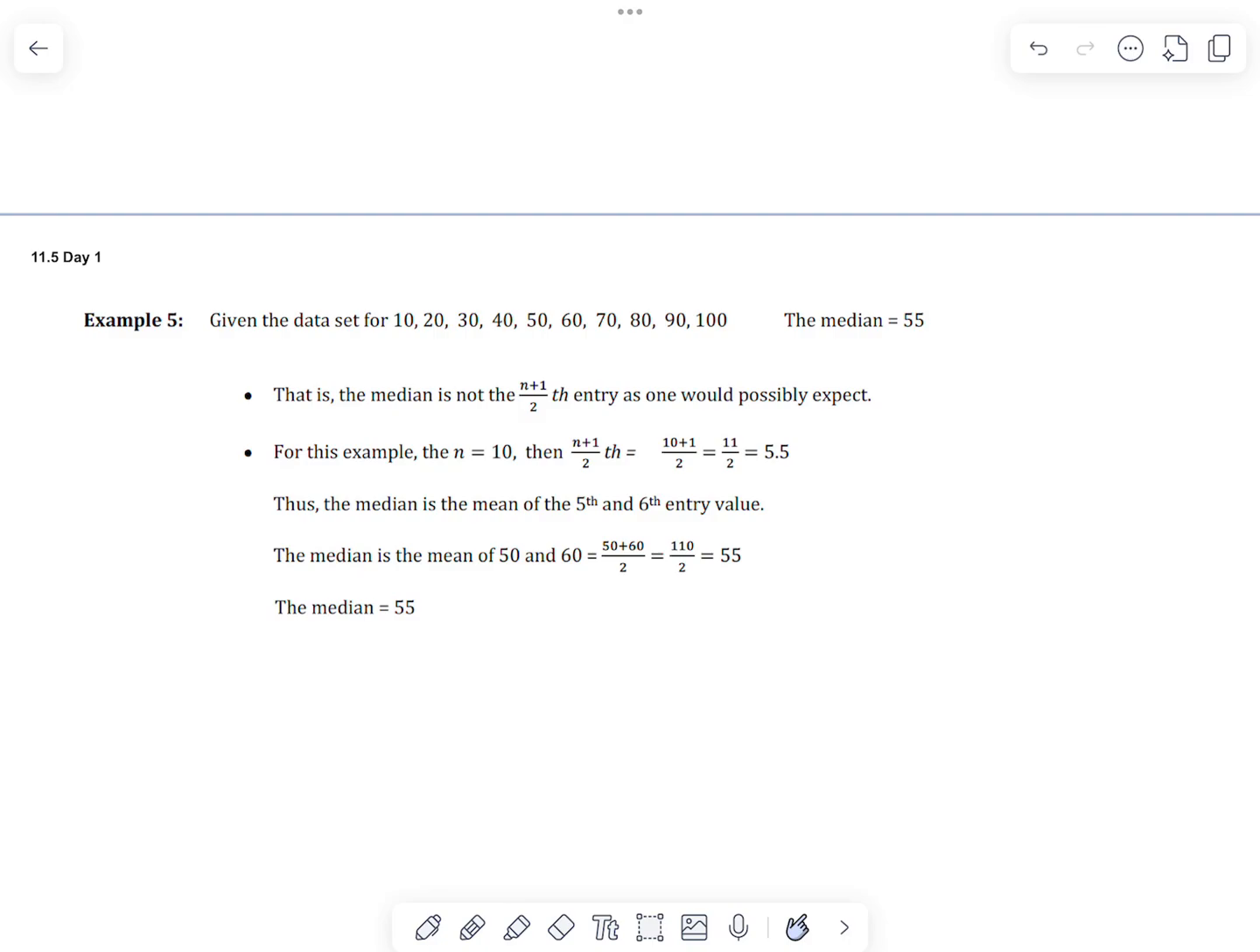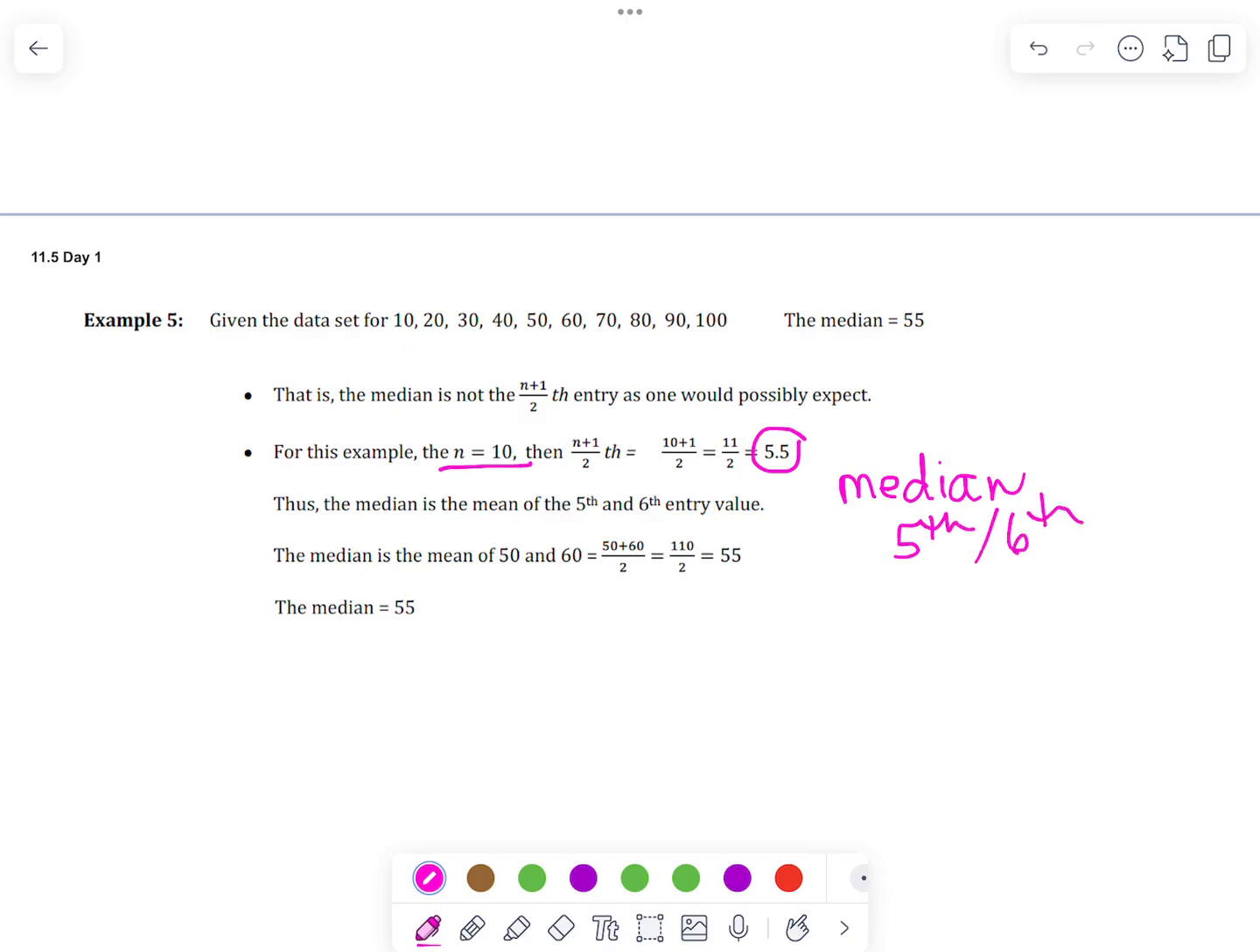Example 5, new data set, and we want to find the median. So there are 10 data points. So 10 plus 1 divided by 2 is 5.5. So what we have to do is find the median of the 5th and 6th point. So you count 1, 2, 3, 4. Here's the 5th and 6th. You're going to want to find that average. So you would add up 50 plus 60 divided by 2 and you get 55. So the median is 55.